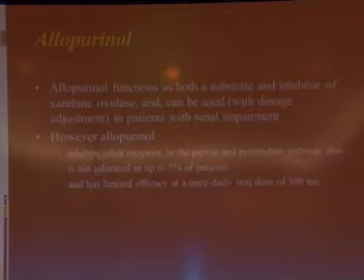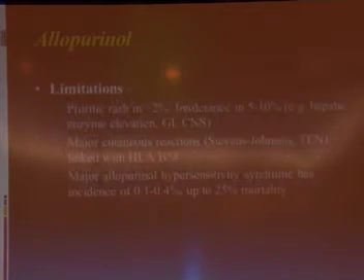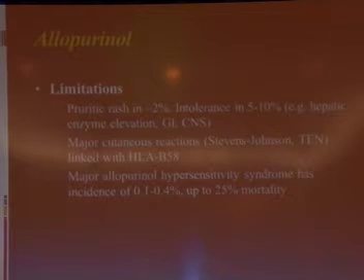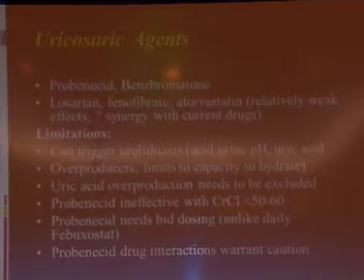Allopurinol functions as both a substrate as well as an inhibitor of xanthine oxidase. However, it inhibits other enzymes in the purine and pyrimidine pathway. It's not tolerated by 5% of patients and has limited efficacy at a once daily oral dose of 300 mg. A few more limitations are the rash, some allergies, and hypersensitivities.